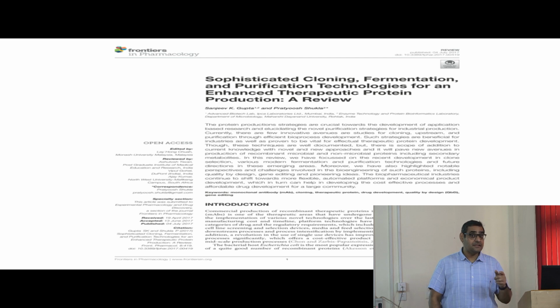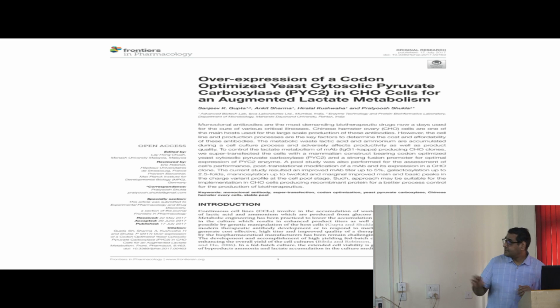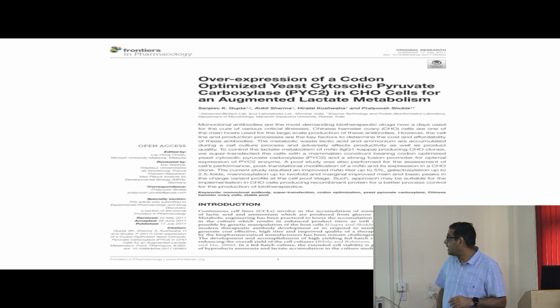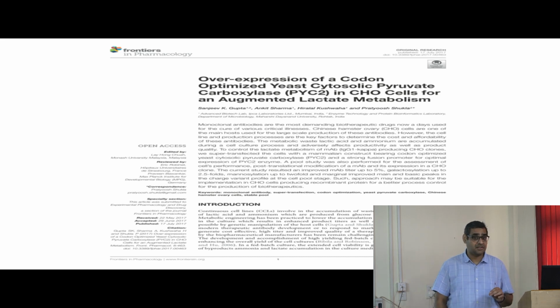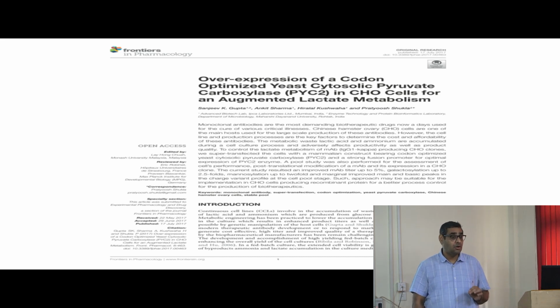The major challenge is purification. Many students come and say that purification is a big challenge. So this paper gives you all aspects of that. Then this is the paper where we have the lactate metabolism, the second part of it. The story there is that this PYC2 enzyme is a very crucial enzyme, especially when you are talking about mAb production, so you cannot forget the role of this enzyme.